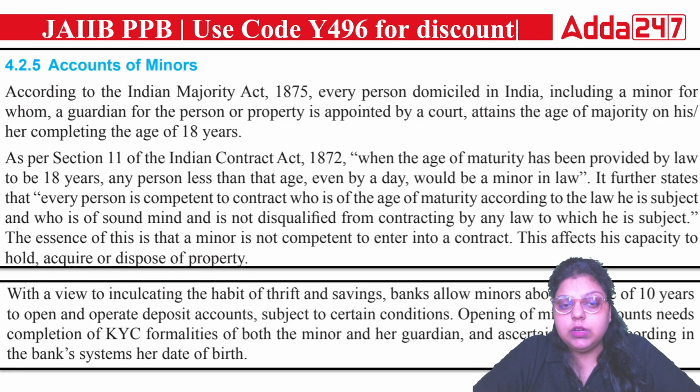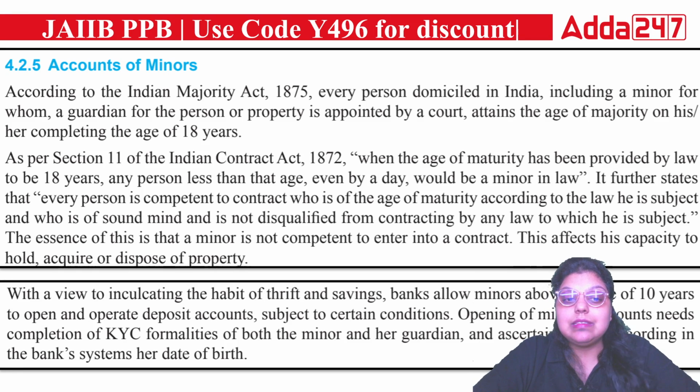As per Section 11 of the Indian Contract Act 1872, when the age of majority has been provided by the law to be 18 years, any person less than that age, even by a day, would be known as a minor. Okay, and it has been said every person is competent to contract who is of the age of majority according to the law, who is of sound mind and is not disqualified by any law to which he is subject. Apart from that, the minor is not competent to enter into a contract.